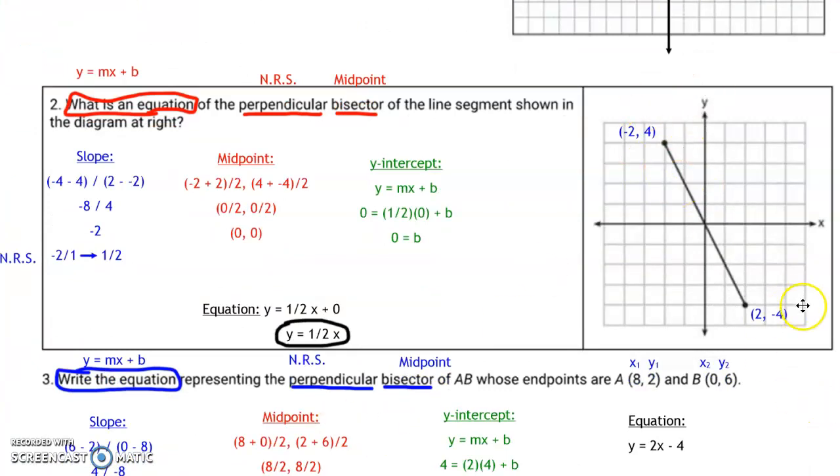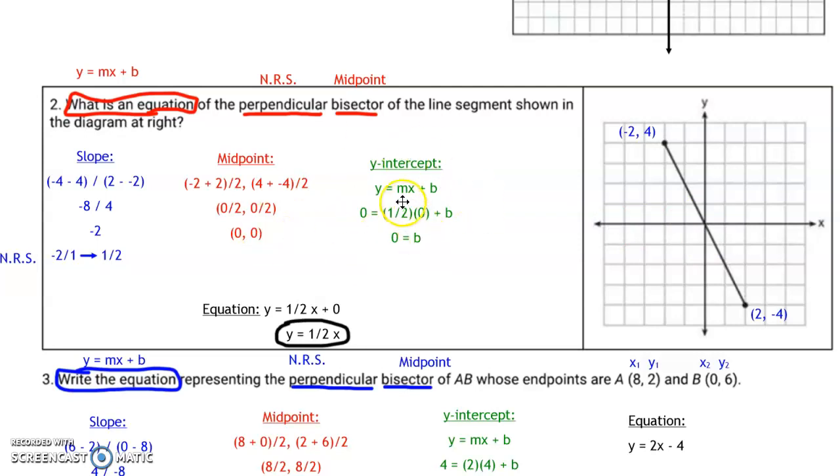It doesn't give us the points, but we're easily able to find the points just by observation of the graph. This is -2, 4. This is 2, -4. So I found my slope using the same method, and I use negative reciprocal slope because it asks for something that's perpendicular. As soon as I see perpendicular, I write NRS, which means negative reciprocal slope. As soon as I see bisector, I write midpoint, and then I find a midpoint. 0, 0, and you could have guessed that by looking at the graph. This point is directly in between -2, 4 and 2, -4.